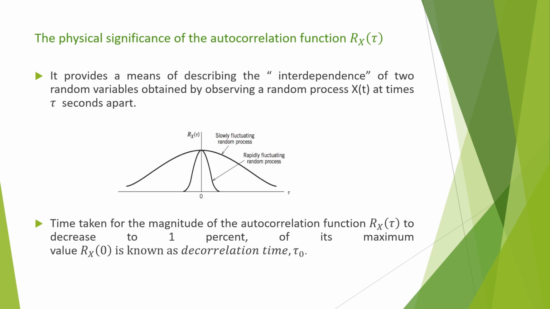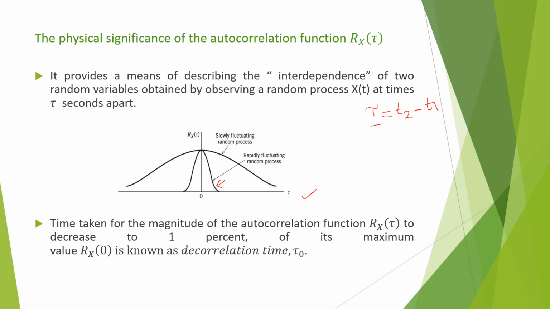Physical significance of the autocorrelation function. From this diagram, the physical significance of the autocorrelation function can be understood. We have seen that tau is the time difference of two time epochs, that is t2 minus t1. So the autocorrelation function gives us the interdependence of two random variables that are tau seconds apart. It basically gives us the interdependence of two random variables obtained at times t2 and t1, that is, they are tau seconds apart.